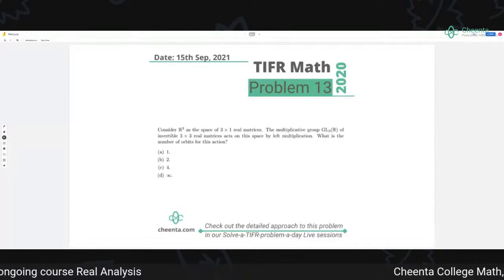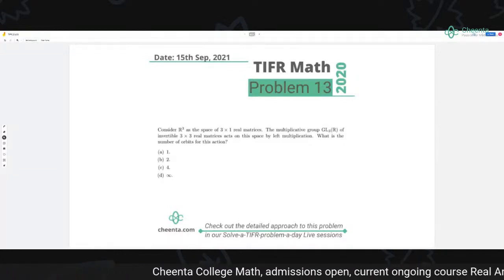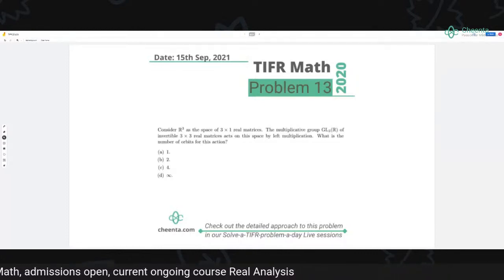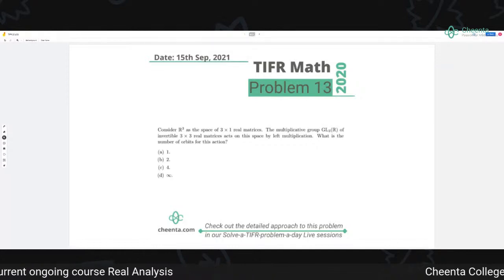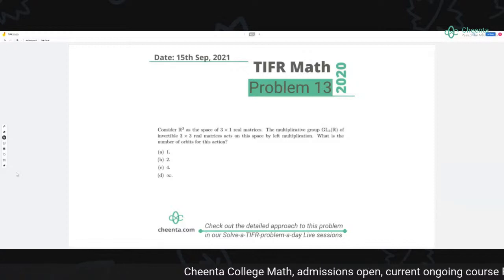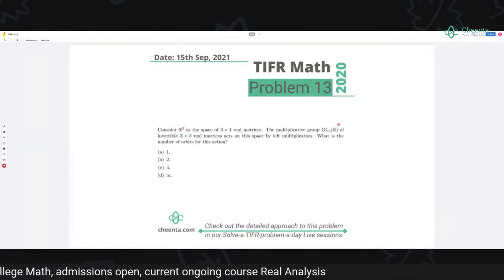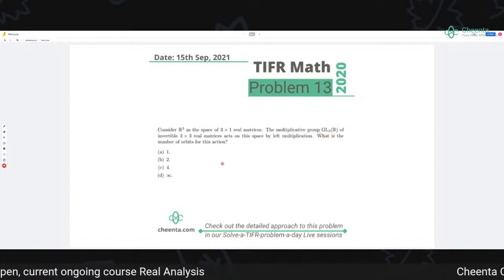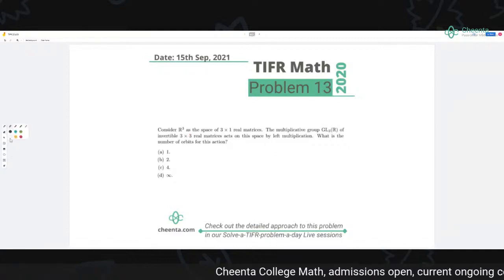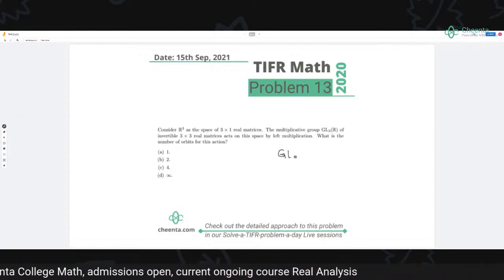Group action is basically defined as a map from G cross X to X, where X is any non-empty set and G is a group. Here, the set is R3 and we're taking GL3R as the group, the 3 by 3 invertible real matrices, and the group action is via left multiplication. So how does it actually look?